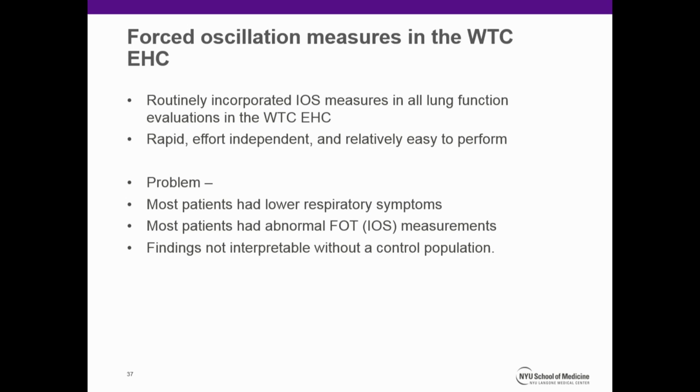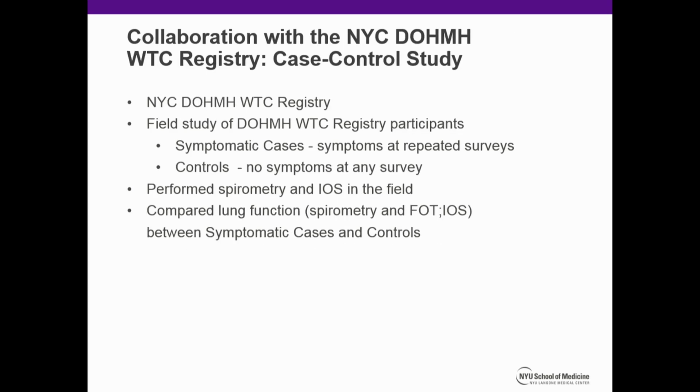And so we routinely incorporated IOS measures in all lung function evaluations of patients coming into the World Trade Center Environmental Health Center. It was rapid, effort-independent, and even in our population, relatively easy to perform. But we had a huge problem in trying to analyze these data, which is that most of our patients had lower respiratory symptoms, and almost all of them had abnormal IOS measurements. So we couldn't really interpret the data because we didn't have a control population.